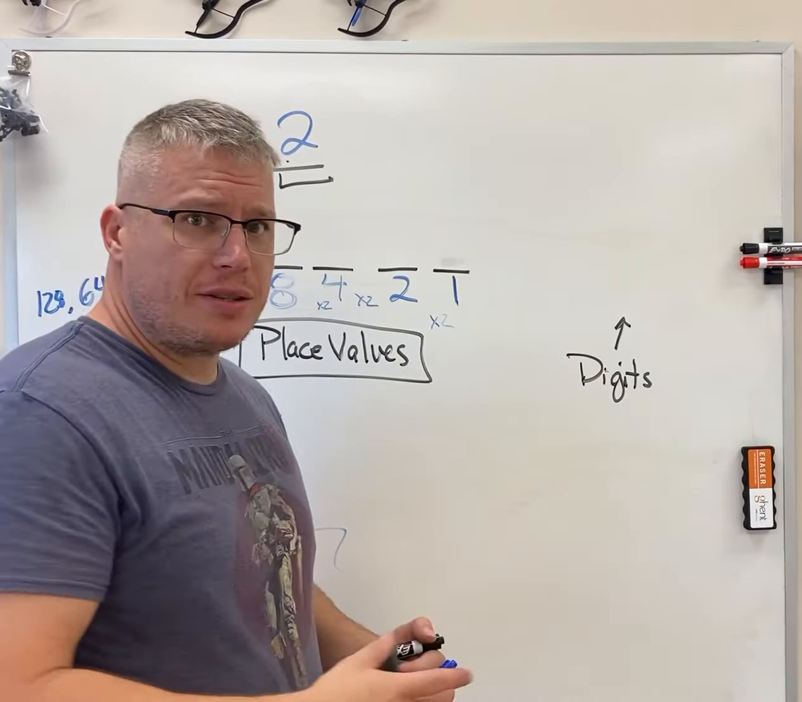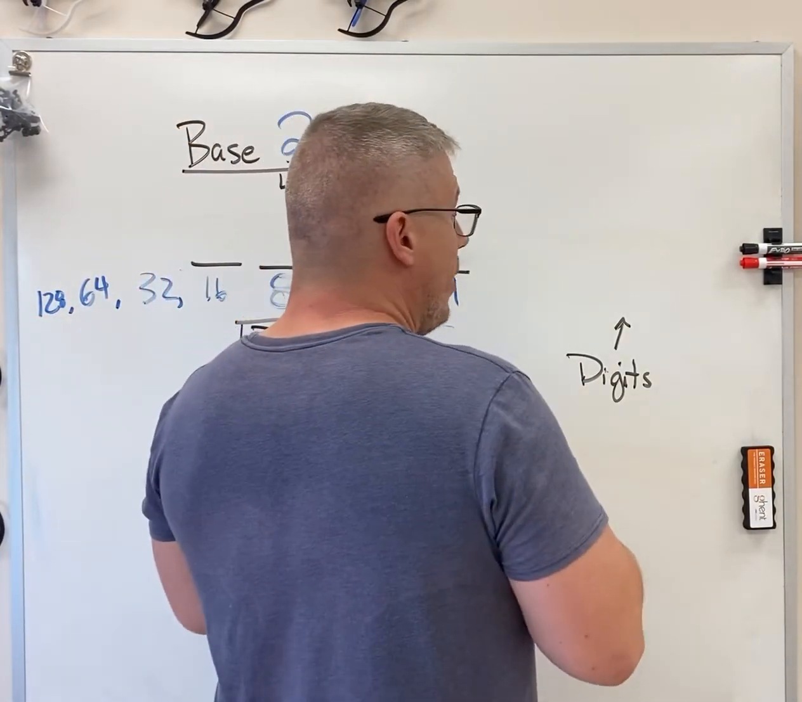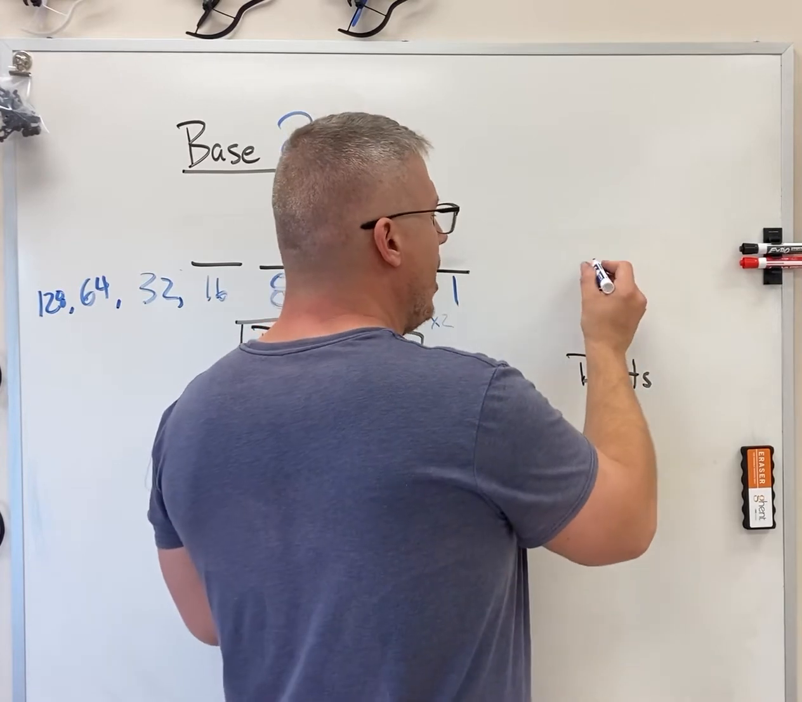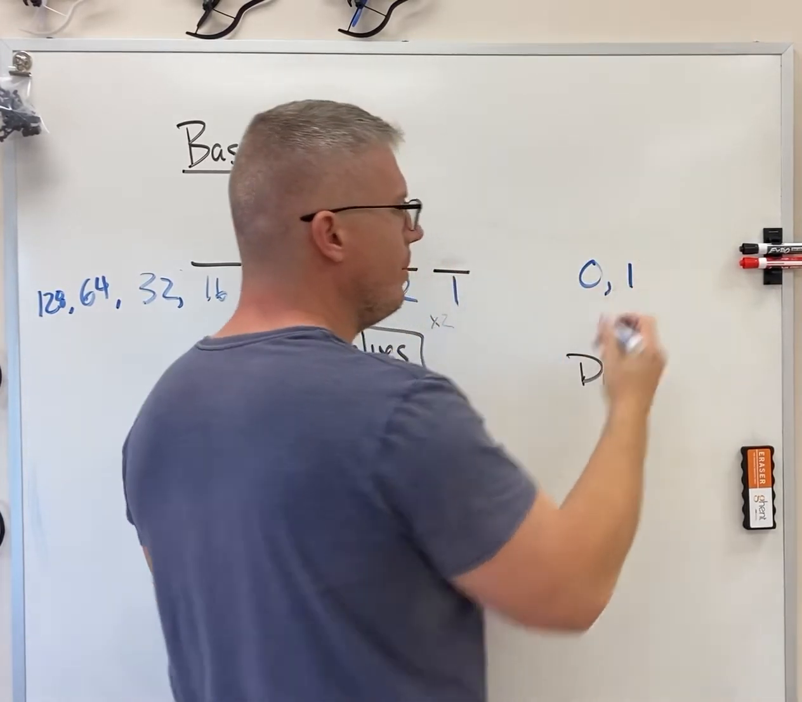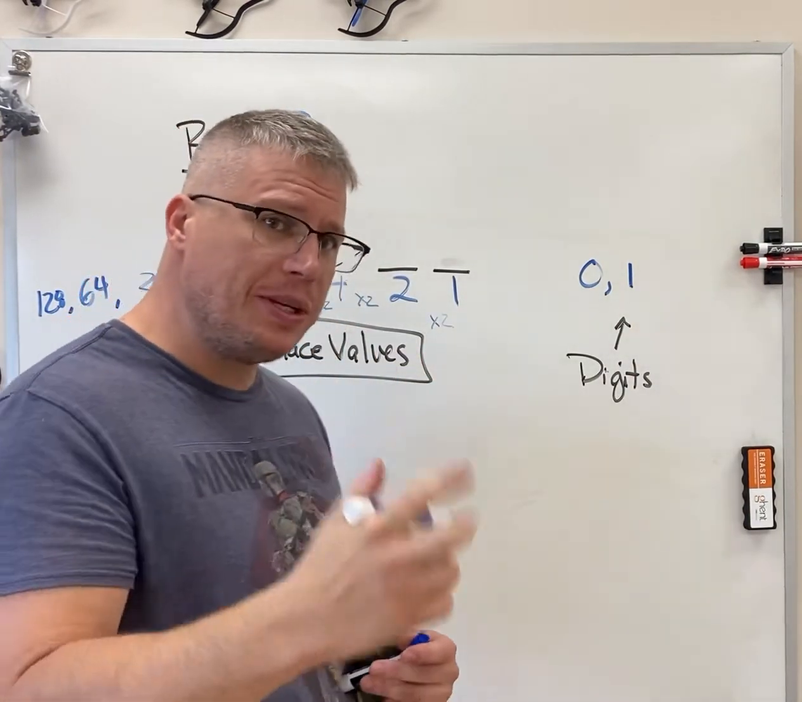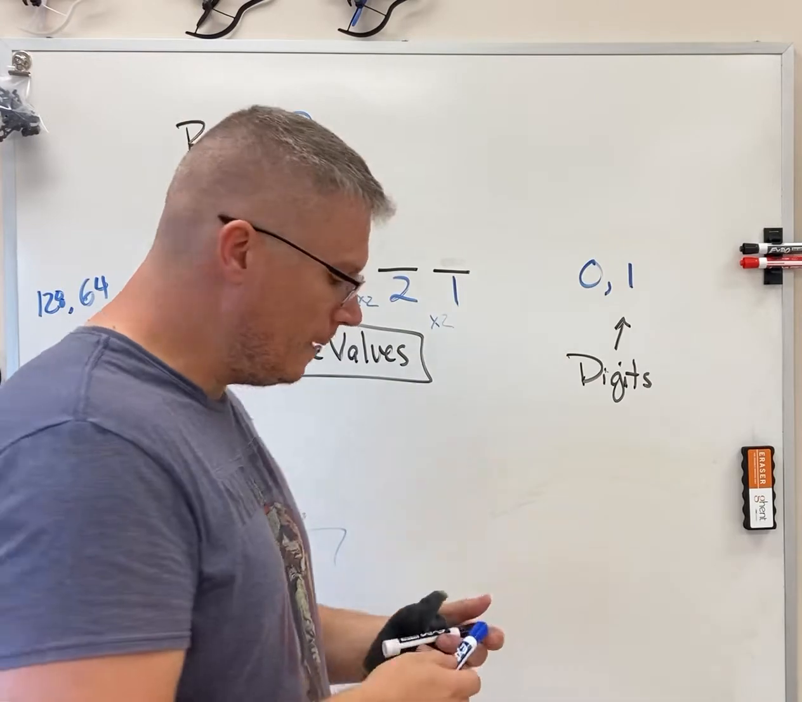As far as digits, it's base 2, so I'm only allowed 2 digits. Remember, I always have to start with a 0 to show a value of nothing. So 2 digits, there's 0, and the only other one I'm allowed is a 1. So my only 2 digits are 0 and 1, because I'm only allowed 2 digits in base 2.